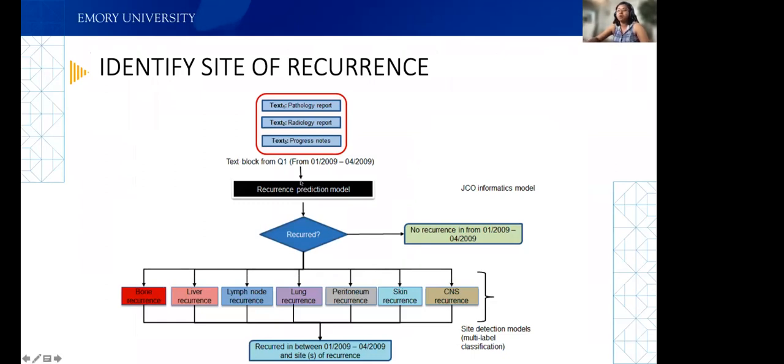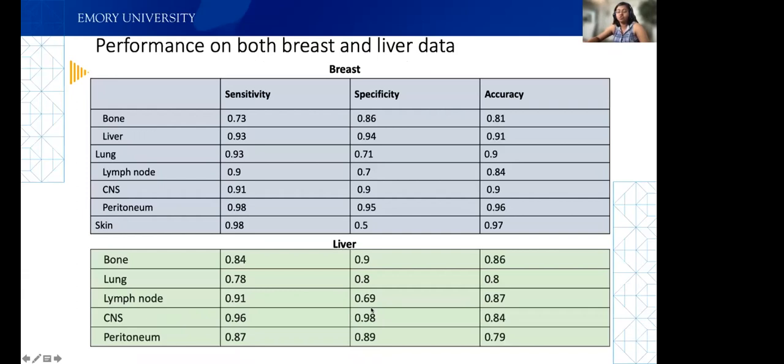So once the model predicts a recurrence positive, we have a kind of decision node. All the no recurrence cases we just drop, and the rest go to the other 7 defined models to predict bone, liver, lymph node, lung, skin, CNS recurrence. And we see that the model achieved very high performance also for identifying the site of recurrence. For liver and for breast, we got very high specificity and sensitivity for identifying the site of recurrence.